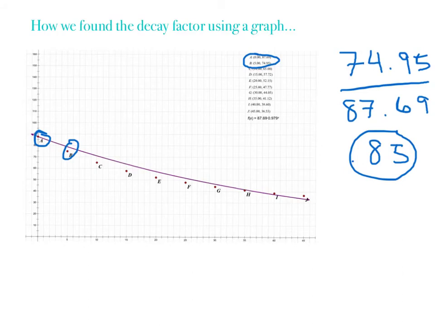Now we're going to find the initial condition, which, as I said before, is the same as the y-intercept. So basically, it's point A, 87.69, because that's where all the data starts, and that's where when we just started, that's the first temperature we got.